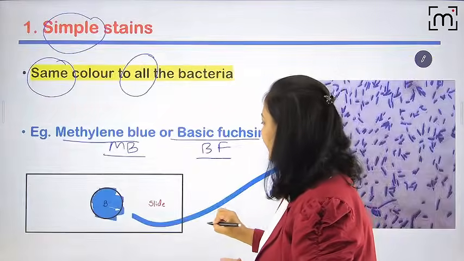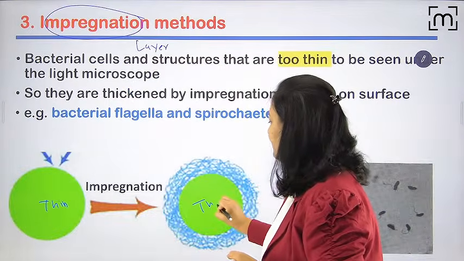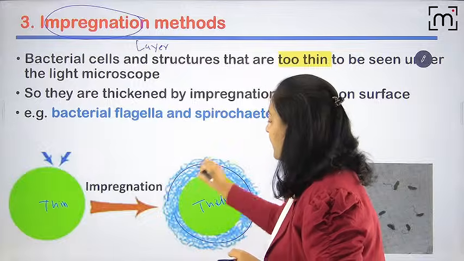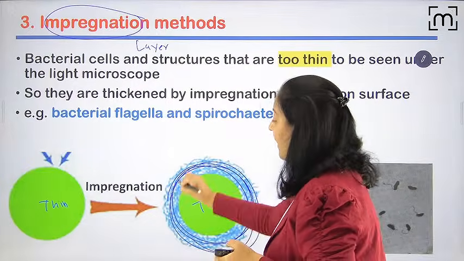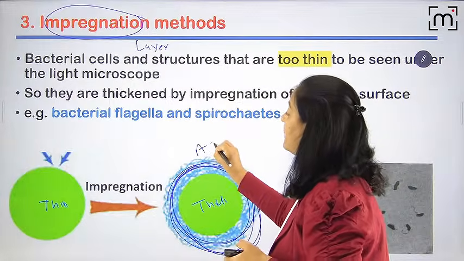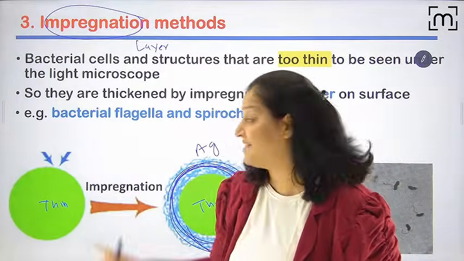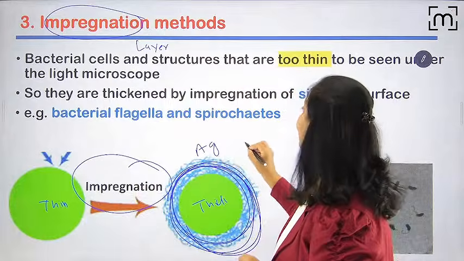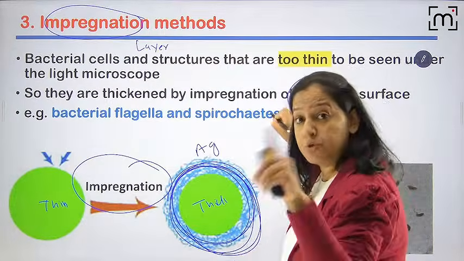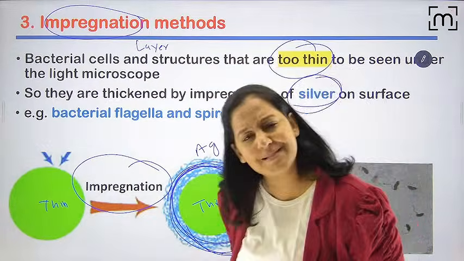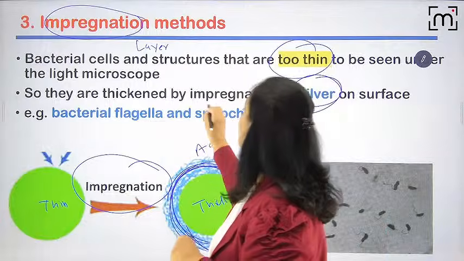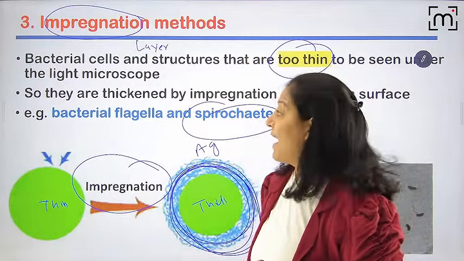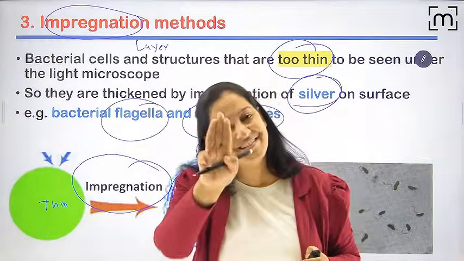How can we make them thick? By giving a covering, by giving a layering. So we are layering it with silver. The chemical formula of silver is Ag. That is impregnation. Impregnation means layering. We are doing layering with silver. It is used for the thin bacteria. Who is the thinnest bacteria? The thinnest bacteria is spirochete. So basically we use it for spirochete or for the flagella. That is the third type of stain.